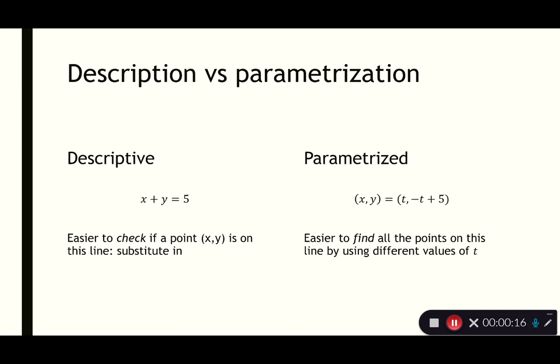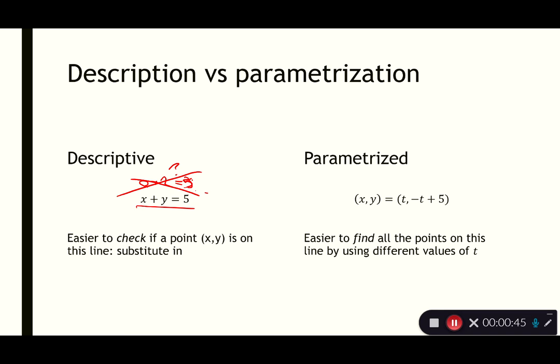If we have a line, we could describe it by writing down an equation like we see on the left hand side: x plus y is equal to 5. It gives us a way to check, is the point (0, 2) on this line? Well, let's plug in x is equal to 0 and y is equal to 2 and check if the equation is true. It's not, so that point is not on the line. Whereas it doesn't give us a method for finding a list of all the points that are on that line.